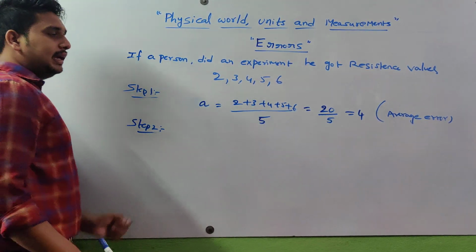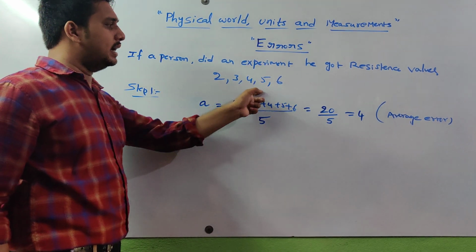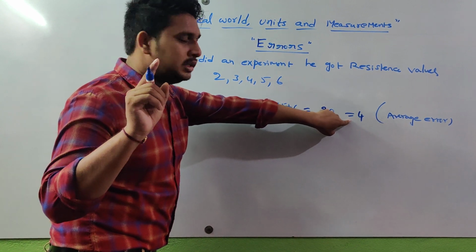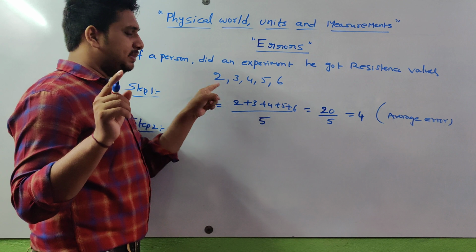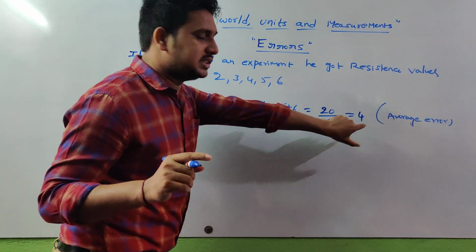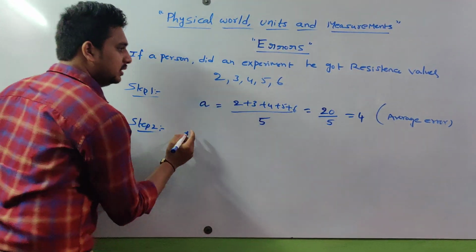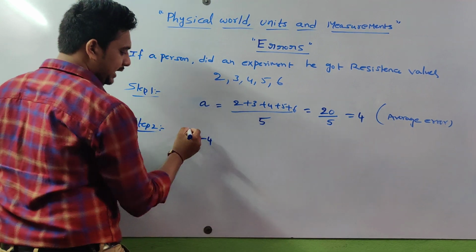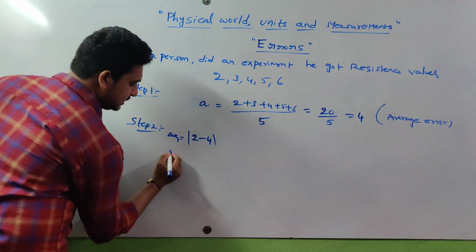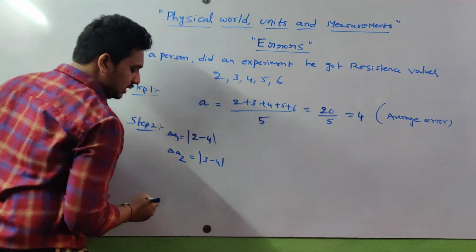What is step 2? Take the differences between all the readings and the average value from the first step. Again I repeat, take the differences between all the readings and the average value from the first step. That means, for example, the average value in the first step is 4, so 2 minus 4, take the modulus here. This is delta A1. Next, delta A2: 3 minus 4.